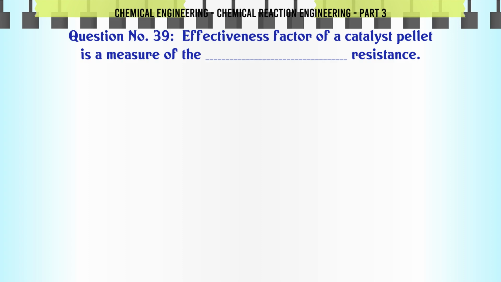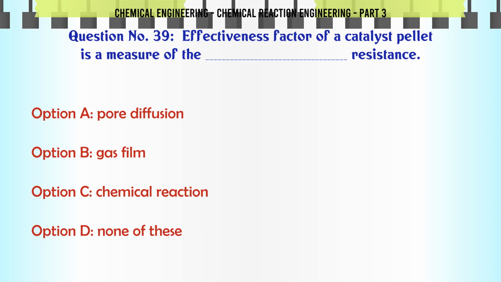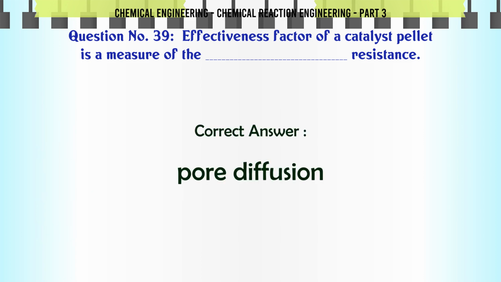Effectiveness factor of a catalyst pellet is a measure of the resistance. A. Pore diffusion, B. Gas film, C. Chemical reaction, D. None of these. The correct answer is pore diffusion.